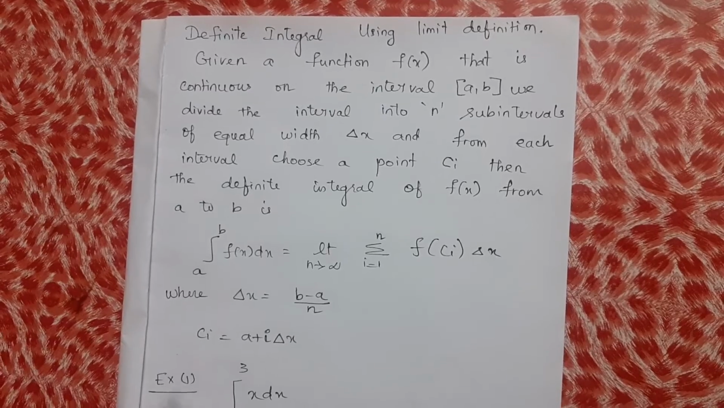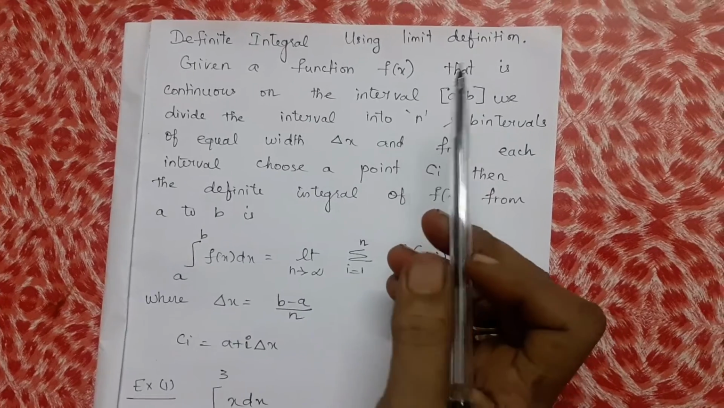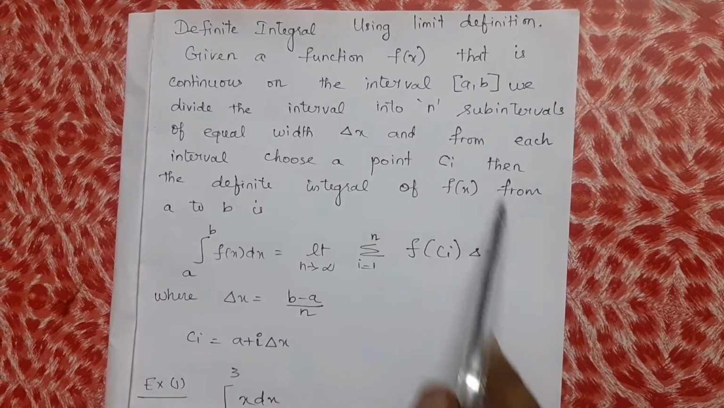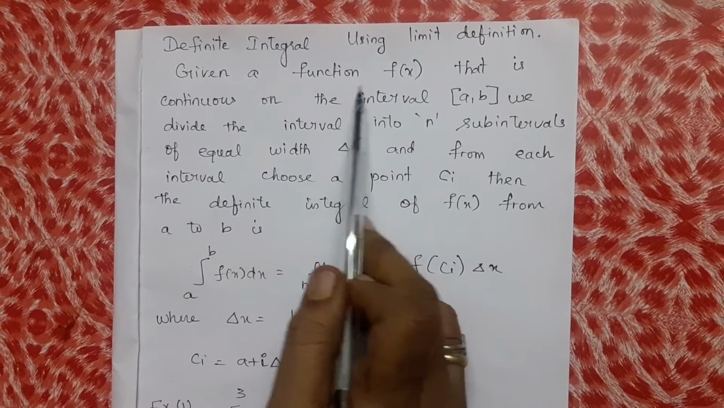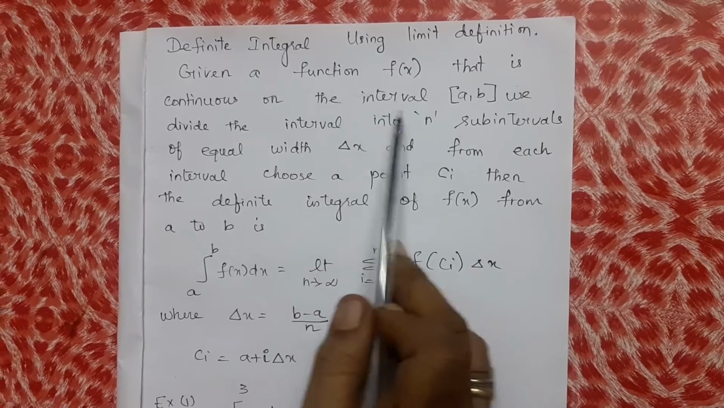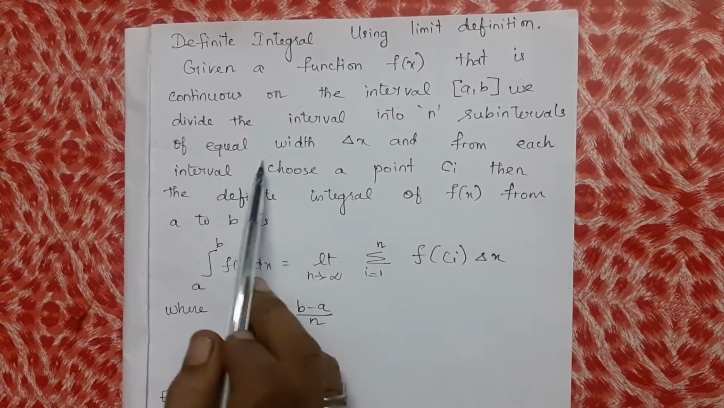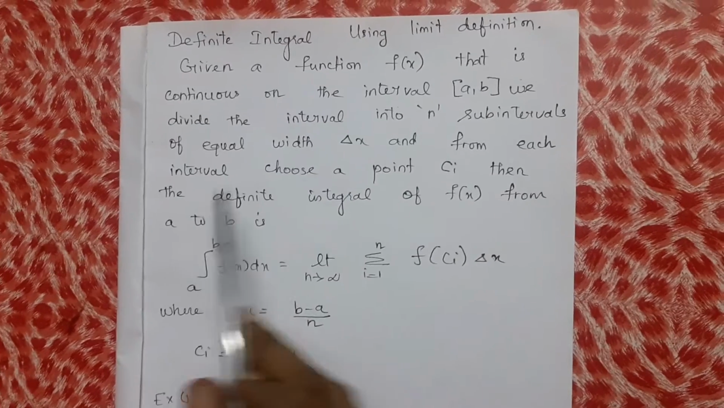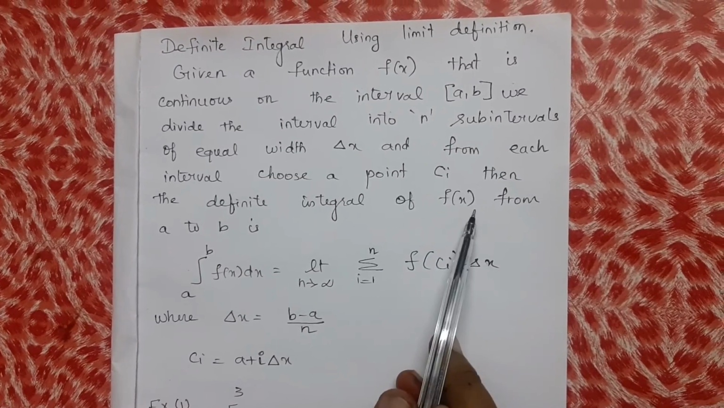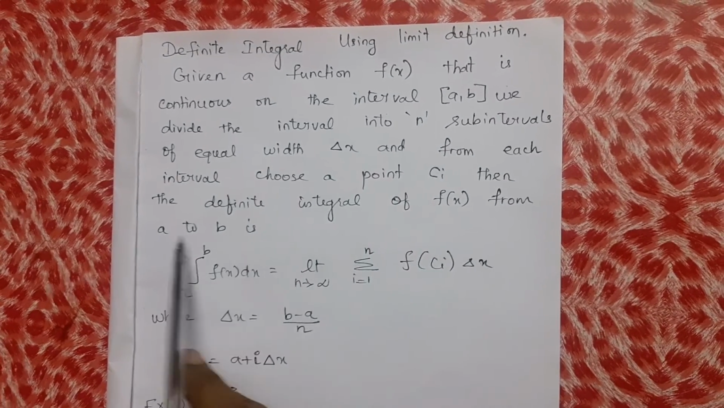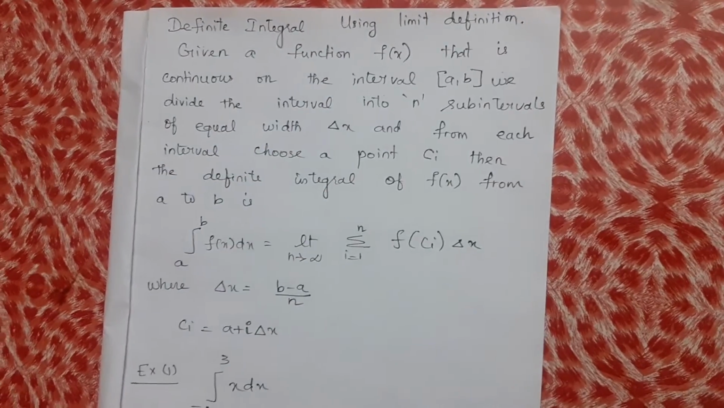In this video, we are going to discuss definite integral using limit definition. Before going to the problem, let me state the definition. Given a function f of x that is continuous on the interval [a, b], we divide the interval into n subintervals of equal width delta x, and from each subinterval choose a point ci. Then the definite integral of f of x from a to b is given by this. This is the definition of definite integral using limit definition.